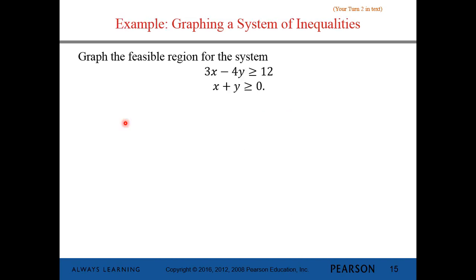So let's look at this one. It says find the feasible region for the system. So we want to find the region that satisfies this system of inequalities. In other words, we want to find the region that makes both of these true. So again, we're going to have to plot both of the lines that represent the boundary lines, and then find which region satisfies both of them.